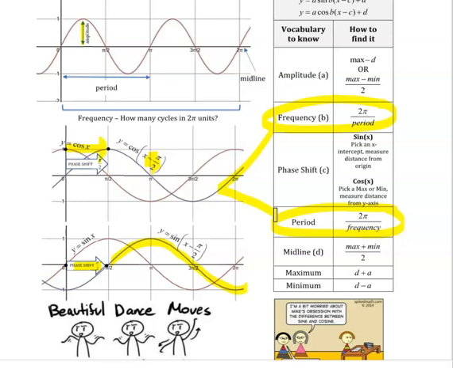The midline is the average of the maxes and mins. So if you're ever doubting yourself, take the maximum point, take the minimum point, add them together, divide by 2. That's going to be the equation of your midline. And your maximum can be computed by doing the midline plus the amplitude, and the minimum by the midline minus the amplitude, which you'll see me do today.